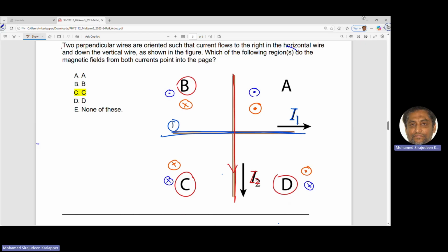In which region do we have the magnetic field from both wires into the page? Sorry, into the page. Yeah, the question is into the page. So the answer is C. If you understand this question, then you understand how to get the magnetic field from a current carrying wire. They are circles.